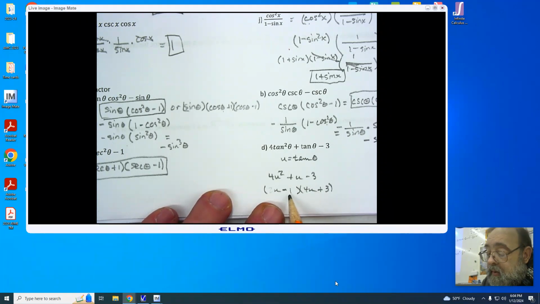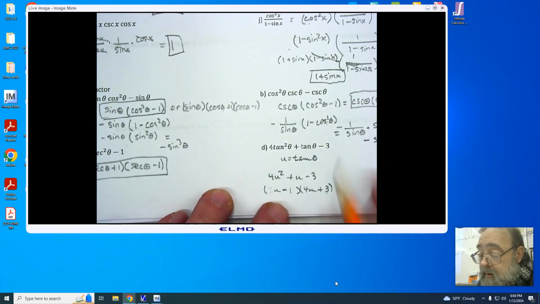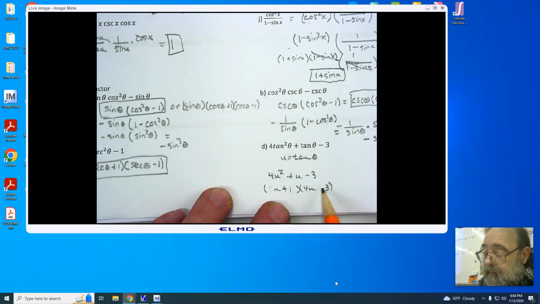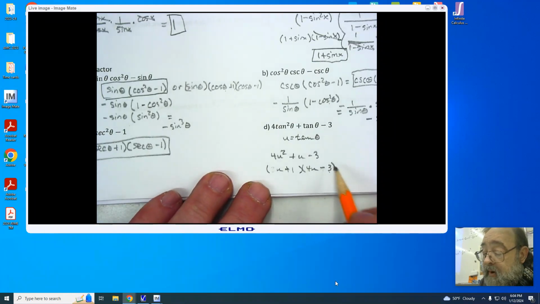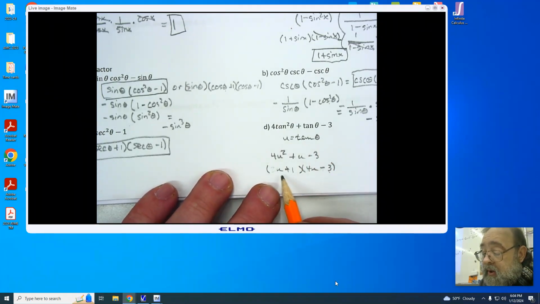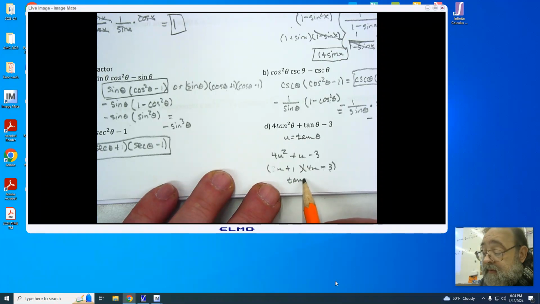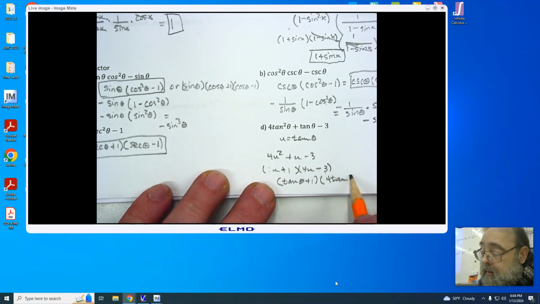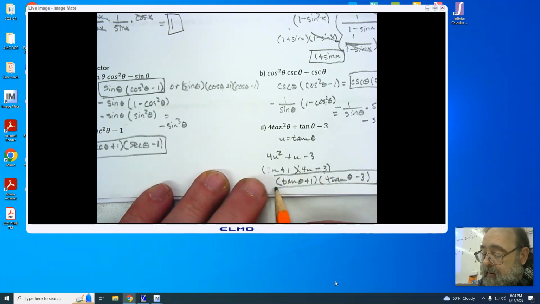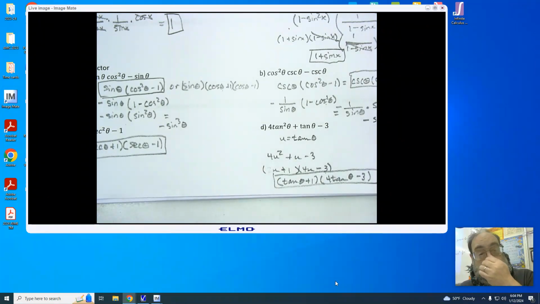And now I have 4u, 3u. But notice this is giving me a positive, a negative u. So I'm going to change my location of the negative and the positive. And now I'm going to go back and resubstitute the tangent with our u variable. We get tangent of theta plus 1 times 4 tangent of theta minus 3. And now it's factored.